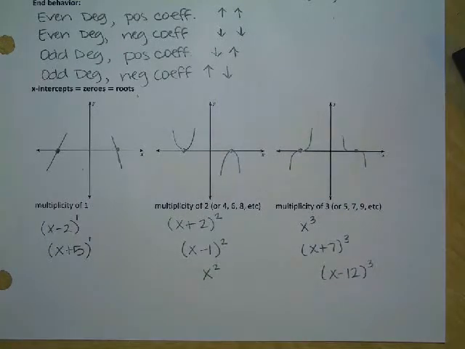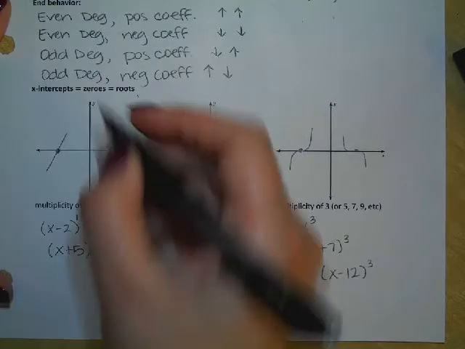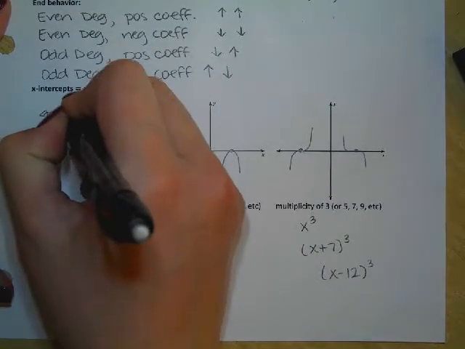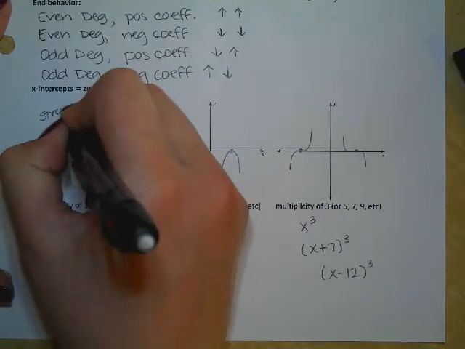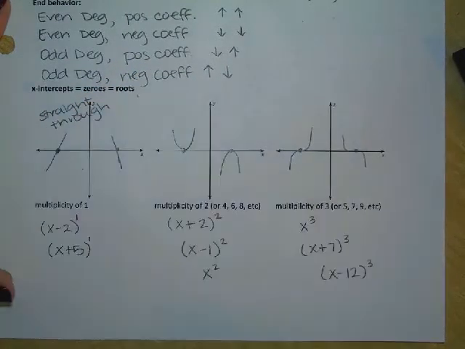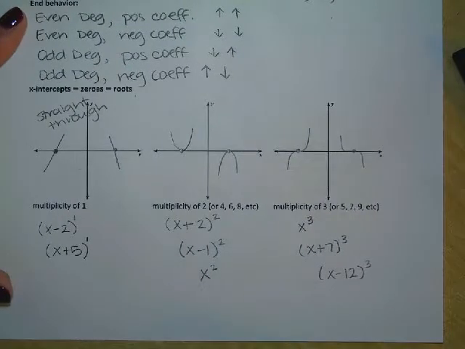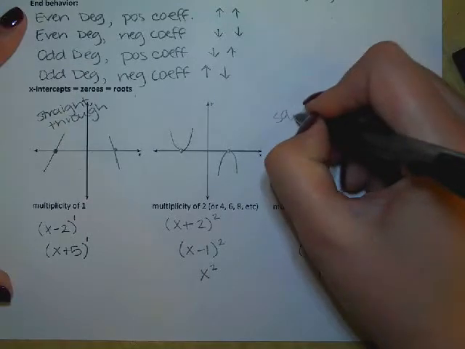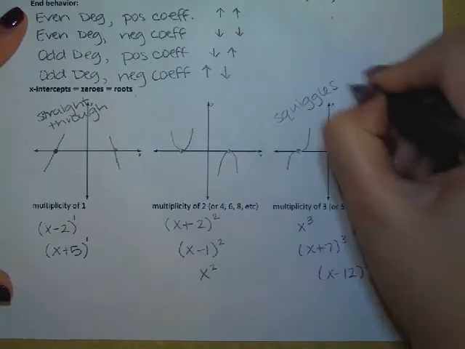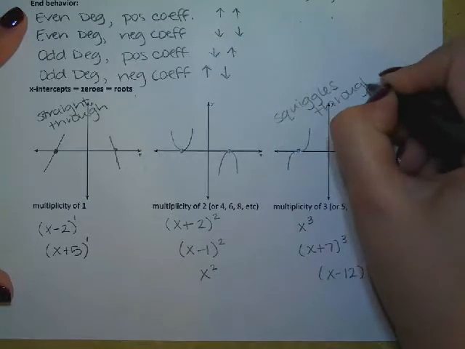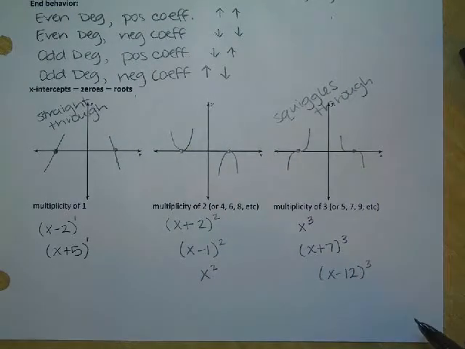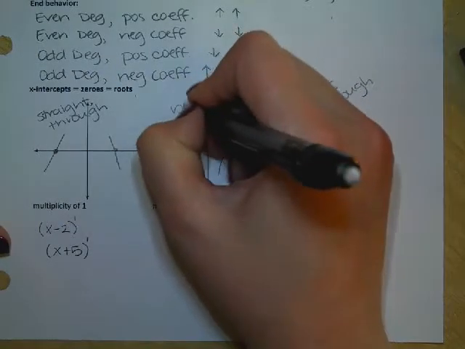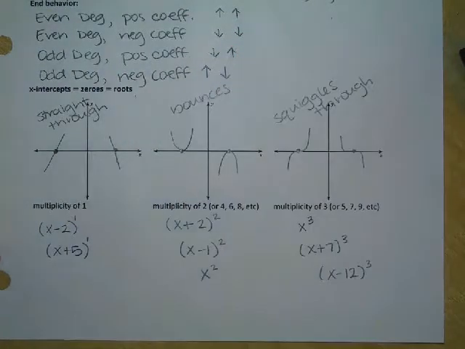When you hear me talk about these, I will talk about them in 3 different ways to help you make sense of them. A multiplicity of 1 goes straight through. A multiplicity of 3, I'm going to say squiggles through. Does that make sense, the difference between straight through and squiggles through? And then this one, we say it bounces. It hits the x-intercept and bounces off.